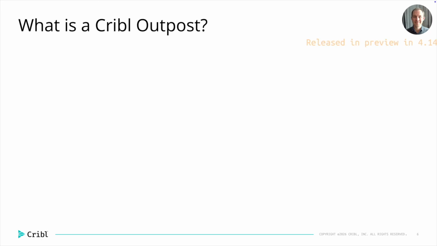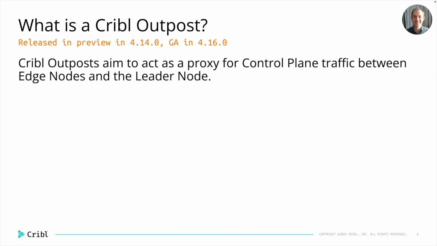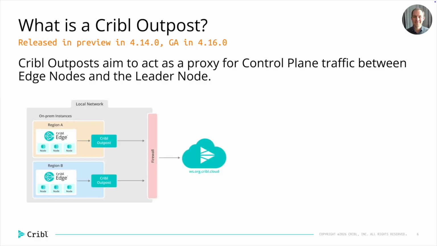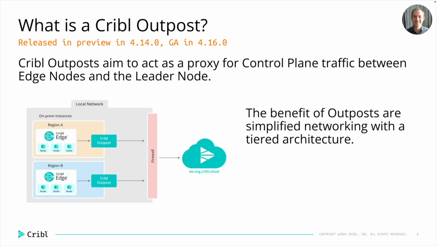This is a feature that was made available in 4.14 and will be coming generally available in 4.16. Cribl Outposts act like a proxy for control plane traffic between Edge nodes and the leader node. You could have a situation where, rather than hundreds of Edge nodes each making a connection to your leader node, they make connections into the Outpost, and it is the Outpost that manages connections onto the leader node. The key benefit of an Outpost is it allows simplified networking and the ability to adopt a tiered architecture.